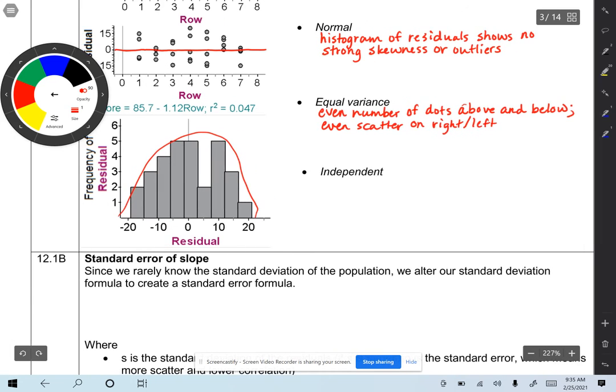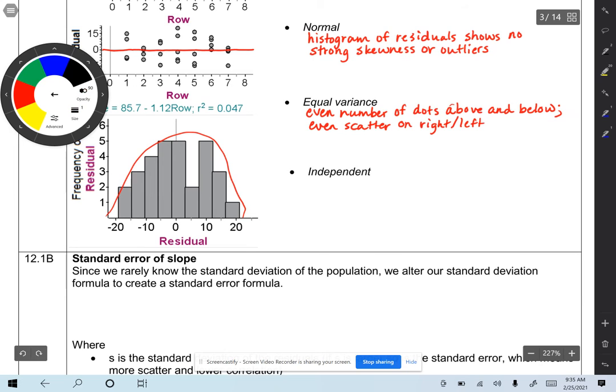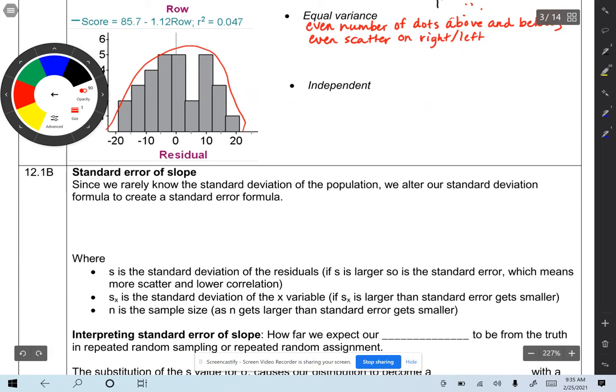Here's what you don't want. You don't want something like this. I'll just draw it right here. You don't want this. Something like that. I kind of made it, there should be more like that, but you don't want something like that. And then finally, the independence condition: the random assignment assures independence.